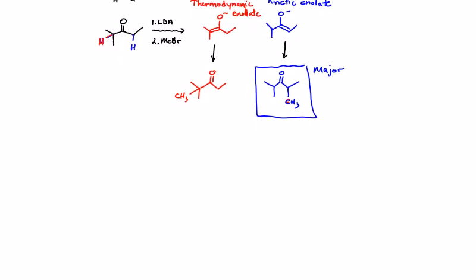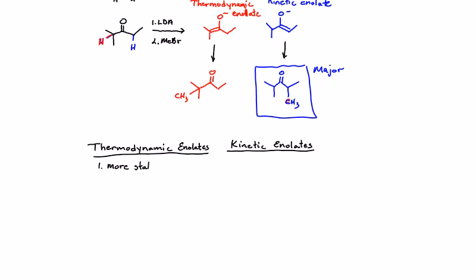So if you think about it, let's break this down into these two different categories. We have our thermodynamic and kinetic enolates. Of the two, the thermodynamic enolate is more stable, whereas the kinetic enolate is more quickly formed.